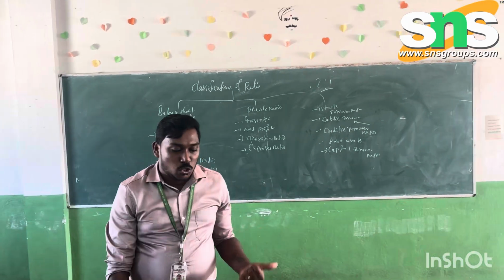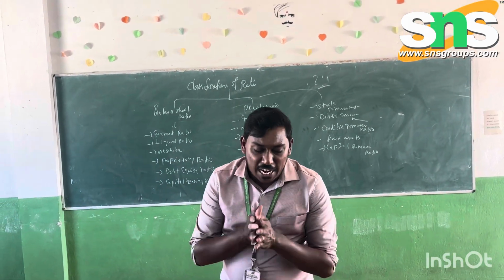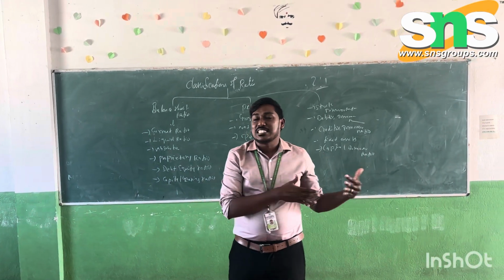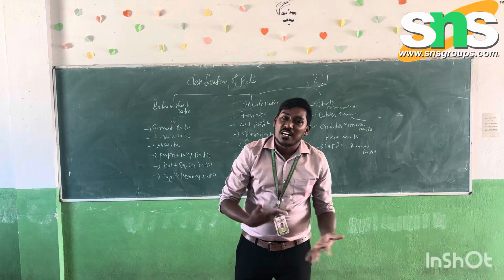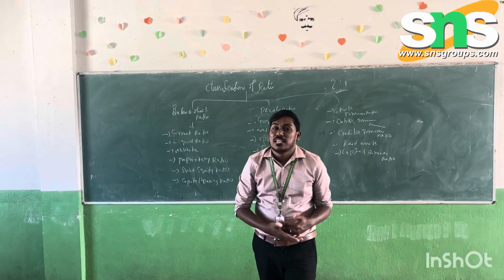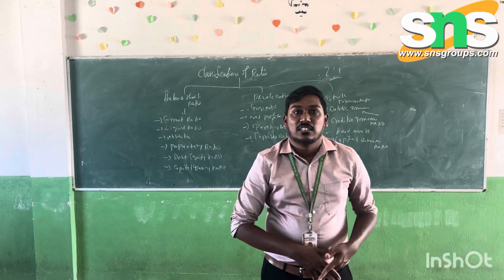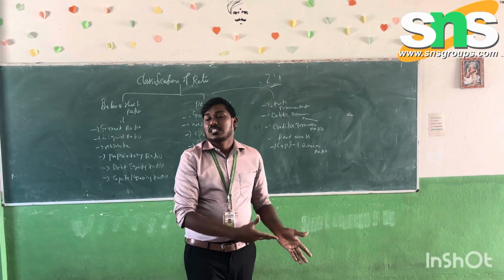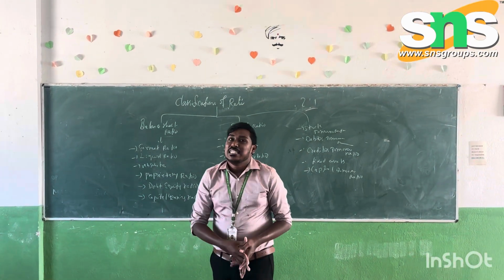What is the current ratio? Current ratio is nothing but the relationship between current assets and current liabilities. So what are the current assets? Current assets are those easily converted into cash, like cash in hand, cash at bank, bills receivable, maybe stock. So these are the things covered under current assets.